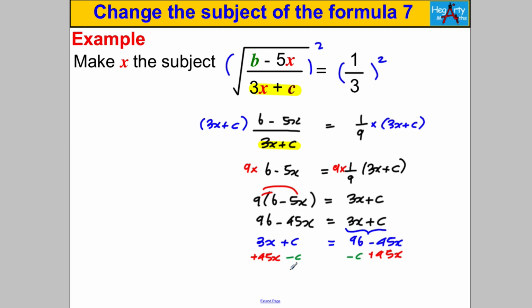What am I going to get myself? Well, I'm going to get myself 48x here, and I'm going to get myself here 9b subtract c. Then I'm going to divide both sides by 48 in order to get my final answer, and there we go. I've done it somehow. 9b subtract c, all divided by 48. Wow, we have answered a real hard question there. And that's it for this video. Thanks loads for watching.